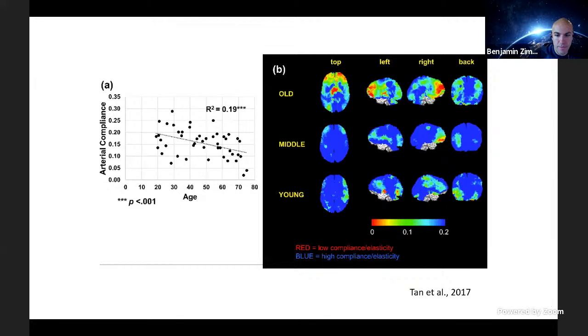So this is a figure from one of our lab's papers showing that our measure of arterial compliance, that's on the y-axis here, this is just the opposite of stiffness. So it's the same measure, but it's just called differently. It declines with age. And interestingly, if we look over the whole brain, so this is like a regional map of the brain. These are sagittal views, and this is from on top. It looks like there's more stiffening in certain areas of the brain. So this red is more stiff and blue is more compliant. And you can see that we tend to observe more stiffness in these frontal areas.